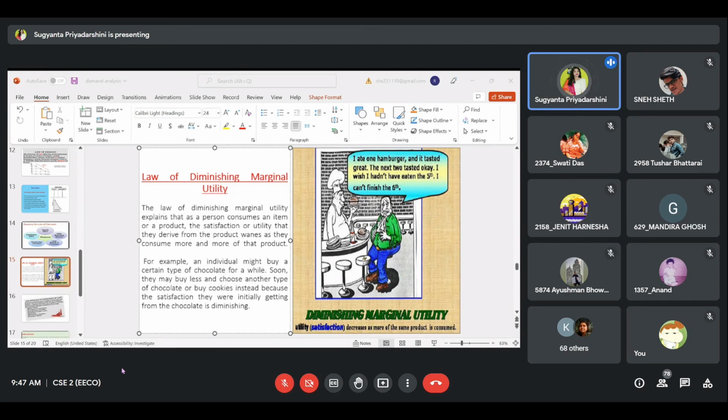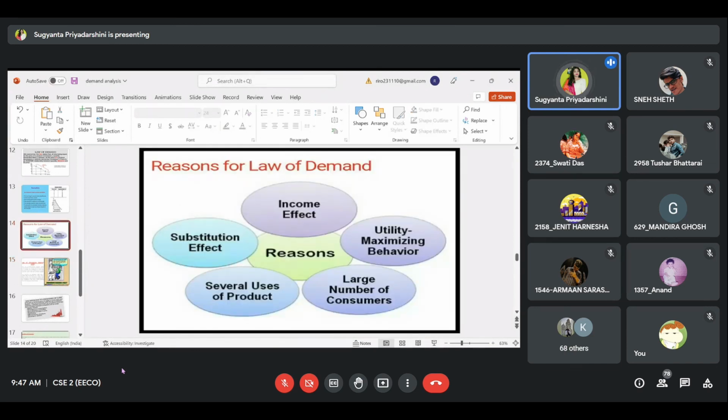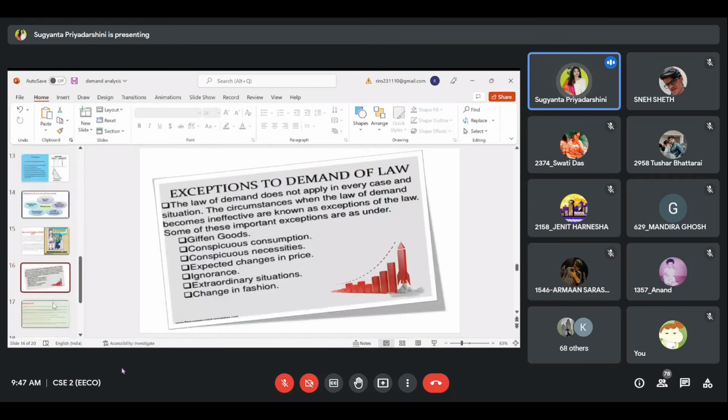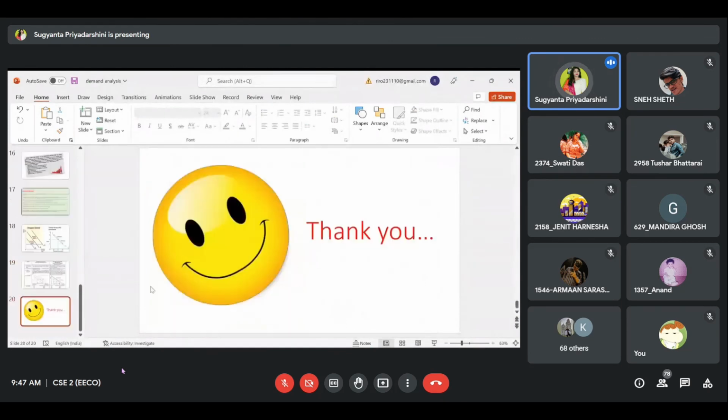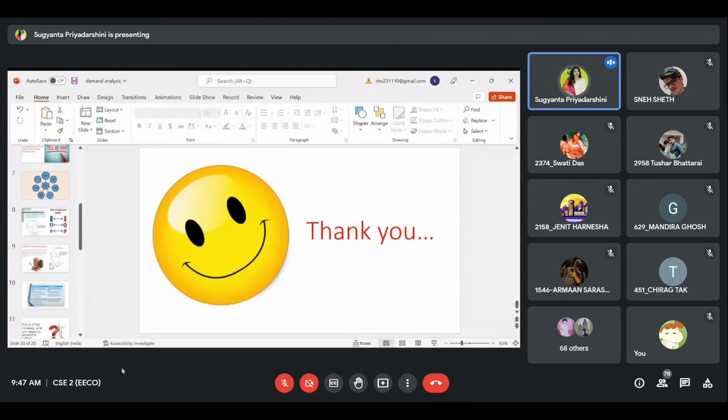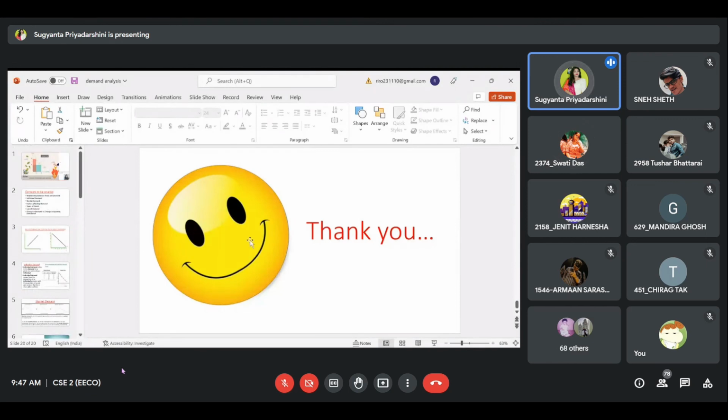Should we do this much for today, or do you have the capacity to learn more today? Okay, so let's go for the roll call. But before that, let me tell you, we are left with all these 4 reasons. Then we will learn about what the exceptions to the law of demand are, then the types of goods, and ultimately the difference between change in demand and change in quantity demanded.